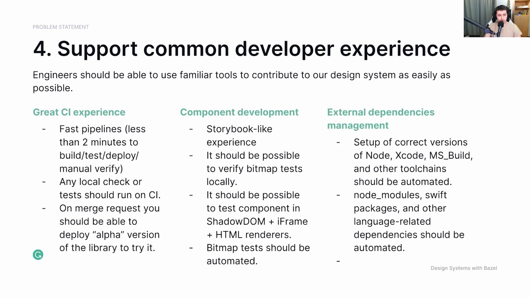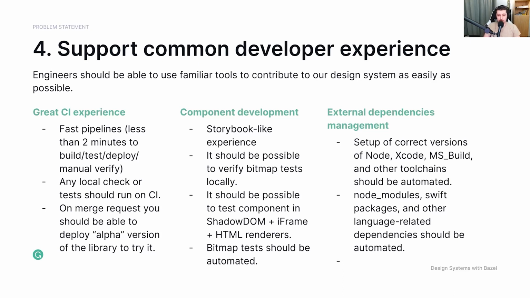The next problem we want to solve is to support a common developer experience. Engineers should be able to use familiar tools to contribute to our design system as easily as possible. And we see three milestones here. There should be a great CI experience. CI pipelines should be fast, ideally less than 2 minutes to build, test, and deploy.